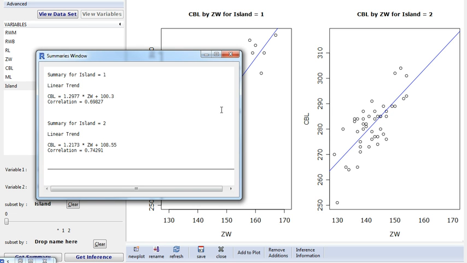Okay? So you're looking for things that are the same in these two trends, and you're looking for things that are different. See you next time.